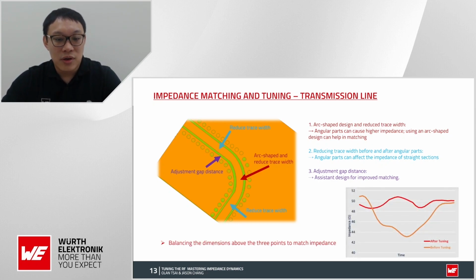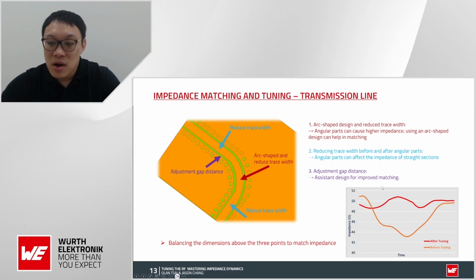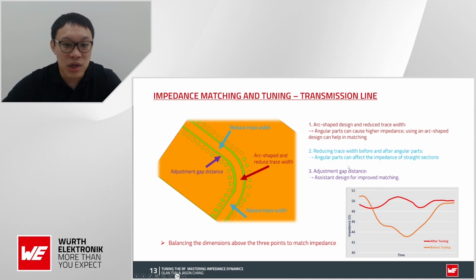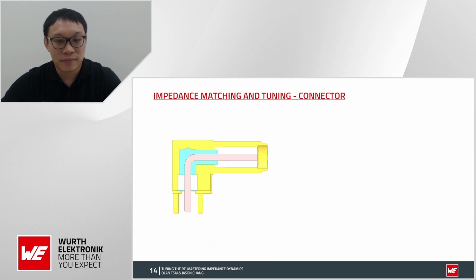Okay? So by balancing the 3 points above with our simulation result, before tuning, the impedance drops low. And by giving an arc shape and adjusting the distance and the gap, and also the front and the back of a trace line, you can get a much better smooth 15-point result. It happens very similar to the inside of a connector, but different.